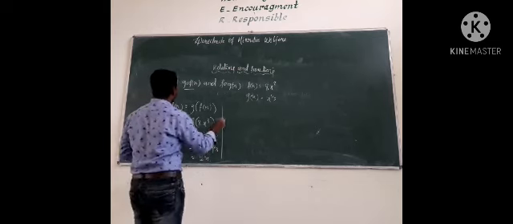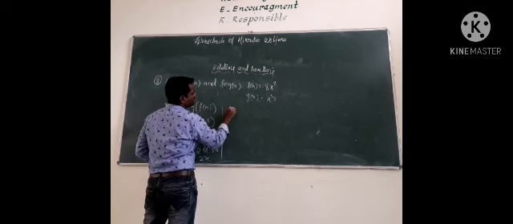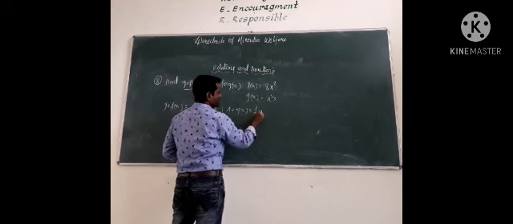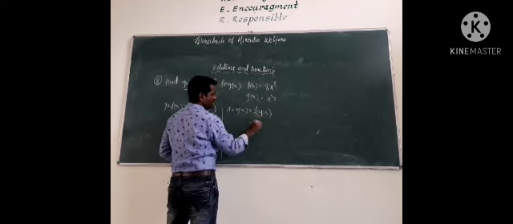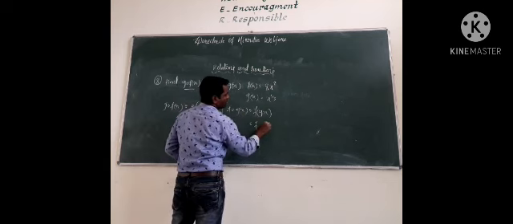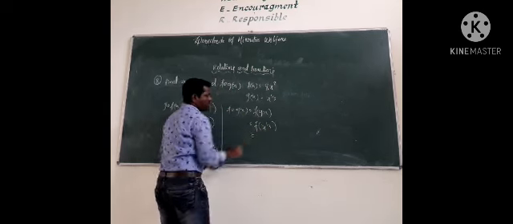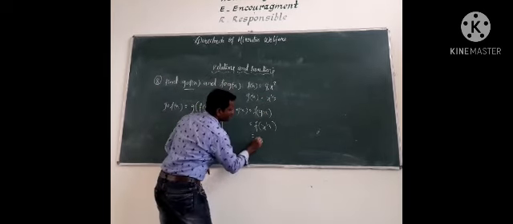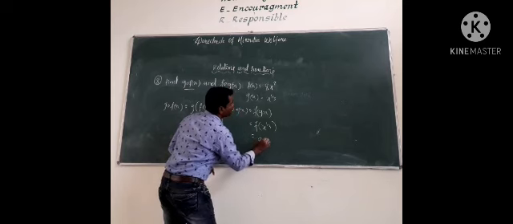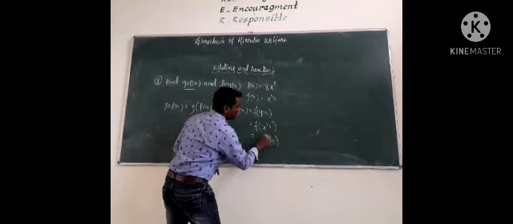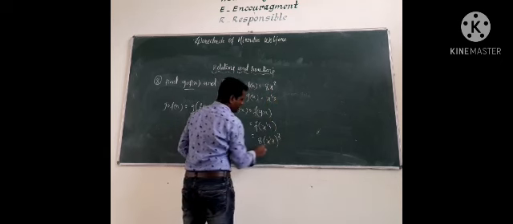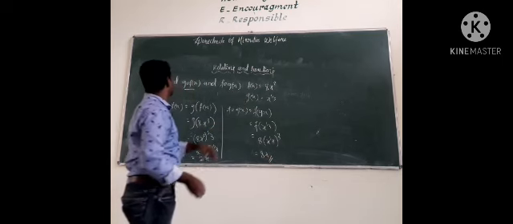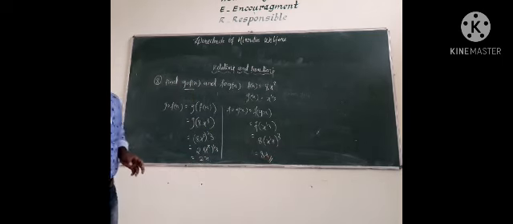Now f o g of x. F of g of x. F of g of x means f of x to the power 1 by 3. Now it becomes f of x. F of x is given 8 times x, x means this whole term, x to the power 1 by 3 power cube. 3 cut. This gives 8x. Okay. This is the f o g of x and g o f of x.